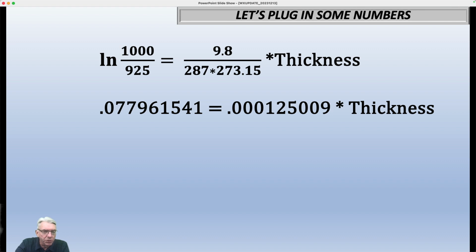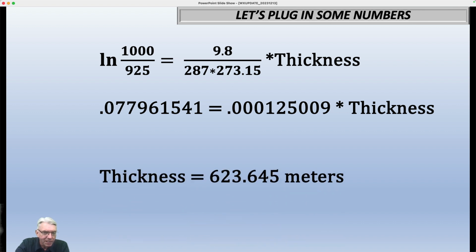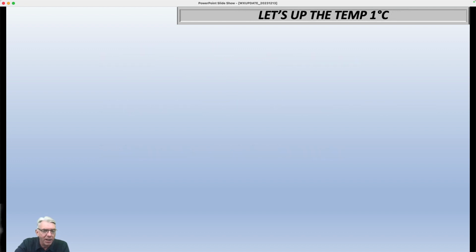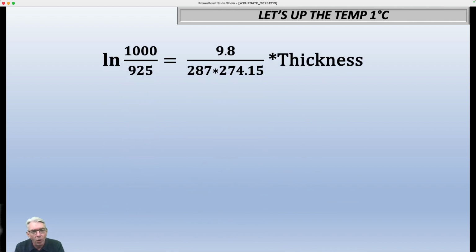This is what you get when you do that math, and if you divide the left by the 0.000125009, you get a thickness of 623.645 meters for the average temperature being at the freezing mark. Okay. Now, let's up the temperature by 1 degree C.